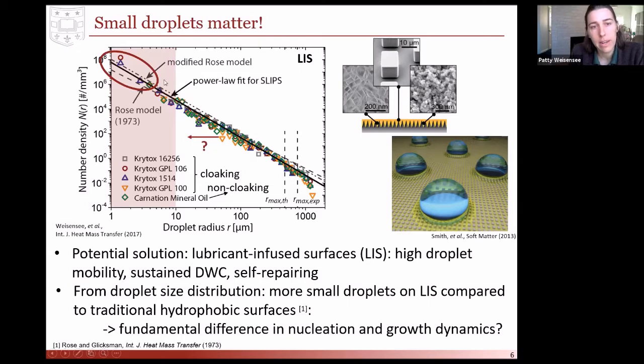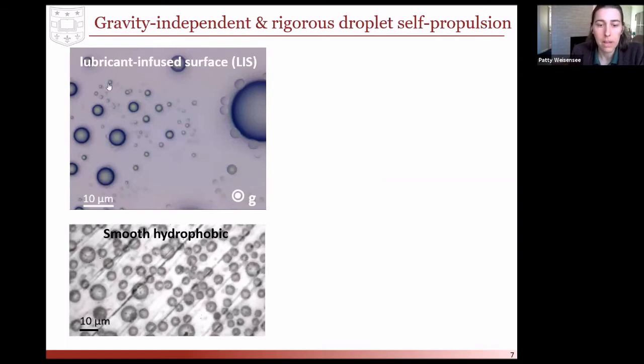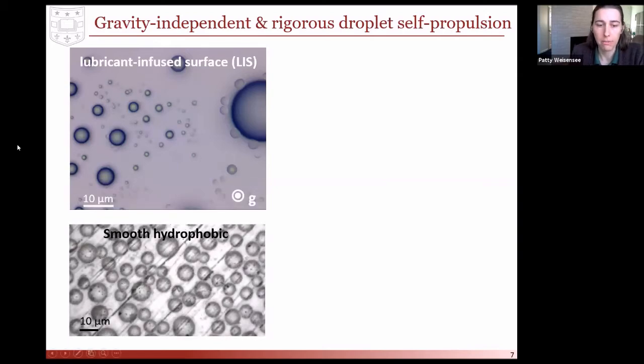So the question that we then asked when I moved to WashU to form my own research group is whether there is a fundamental difference in the nucleation dynamics or the dynamics of the small droplets between solid hydrophobic surfaces and the lubricant-infused surfaces. The second question is whether we can actually just shift the entire curve to the left, which would mean more droplets, more smaller droplets, higher heat transfer rates. So in order to understand these small droplets better, we had to take our samples to the microscope.